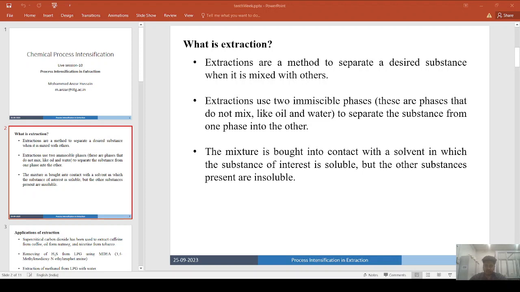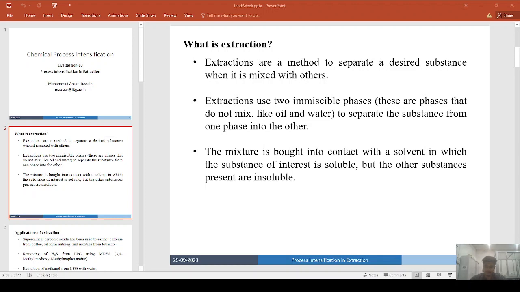Now, extractions use two immiscible phases, phases that do not mix, like oil and water, to separate the substance from one phase into the other. For example, in liquid extraction, your solvent or the light phase could be paraffin, and you mix it with the feed solution, which will be a heavy phase, a mixture of solutes.